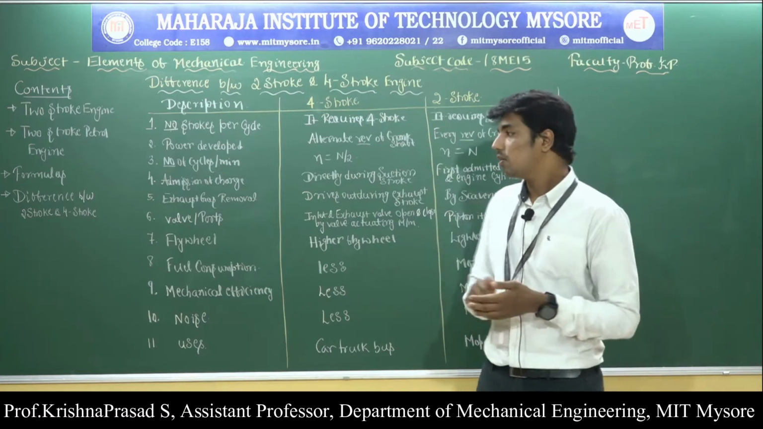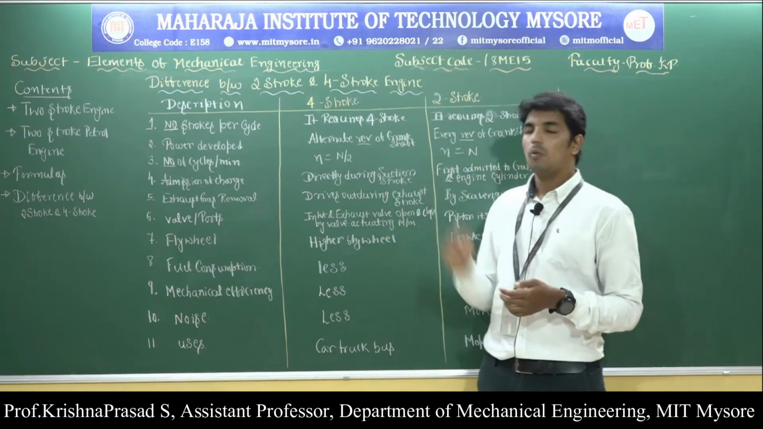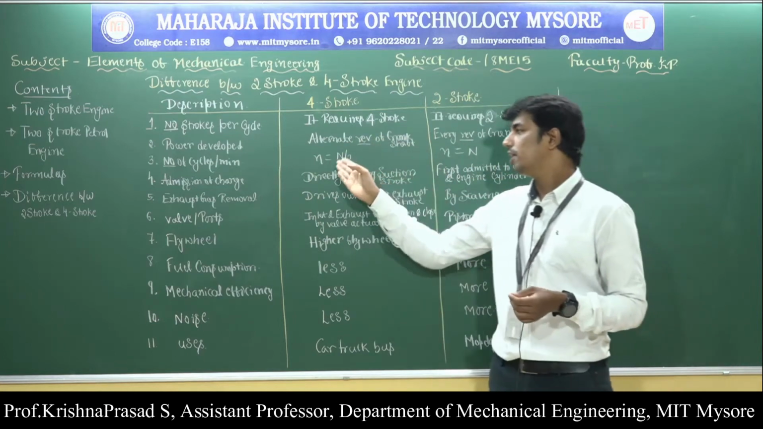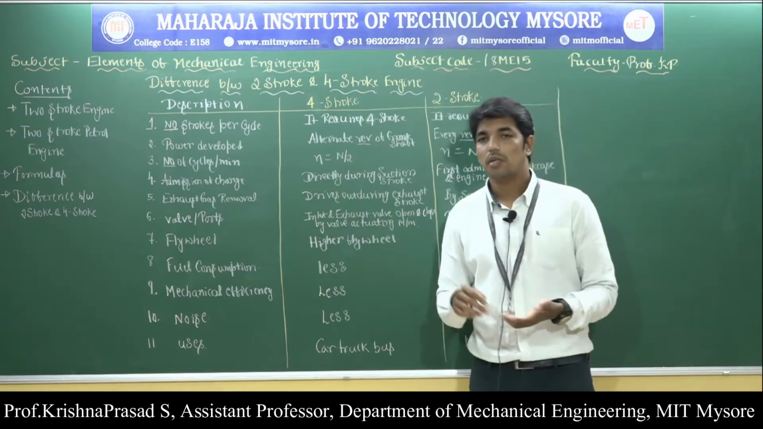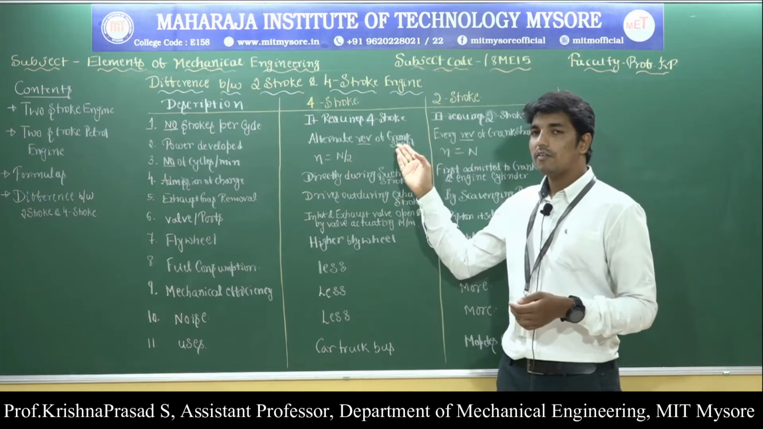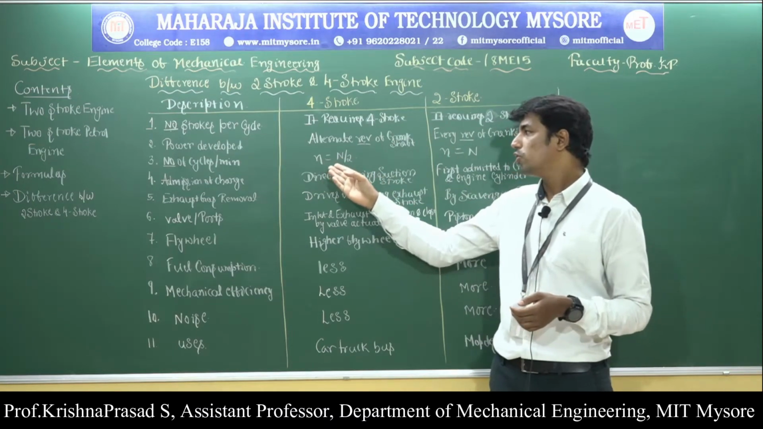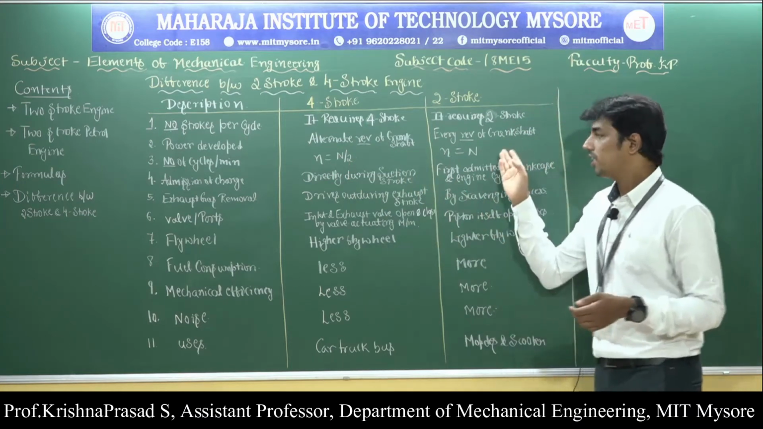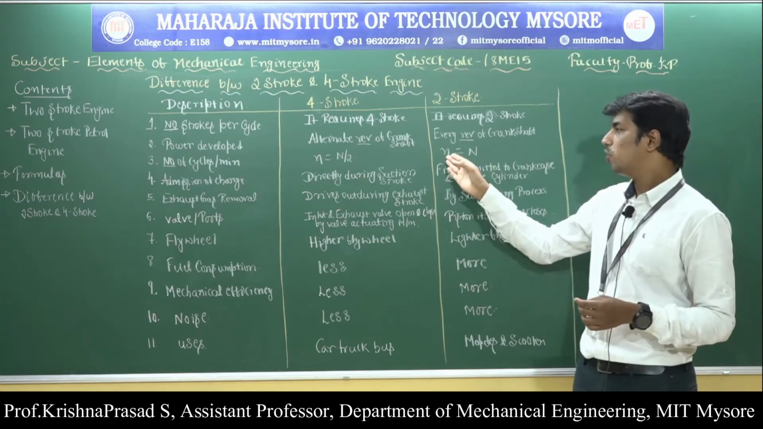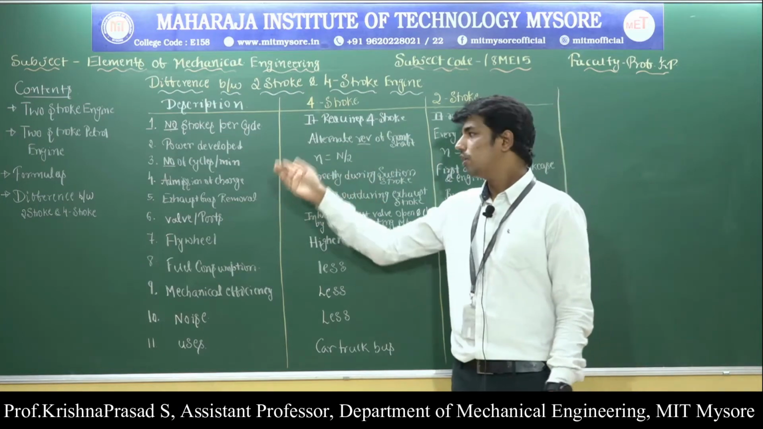Then, what is the number of cycles per minute? How many cycles are performed during the power development? In the 4-stroke engine, the number of cycles per minute is N by 2. Here small n represents the number of cycles and capital N represents the crankshaft speed. Power is developed in every alternate revolution of the crankshaft, therefore the number of cycles per minute, small n, is equal to capital N by 2. But in the 2-stroke engine, power is developed in every revolution of the crankshaft, therefore the number of cycles is equal to the crankshaft speed. That is the third description, number of cycles per minute.